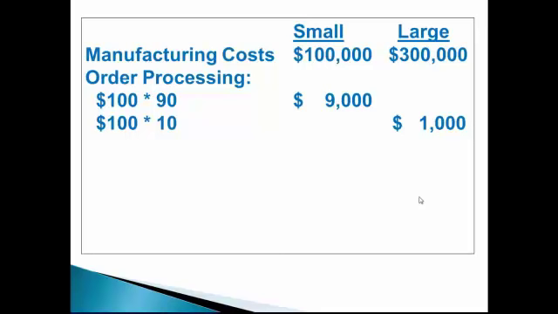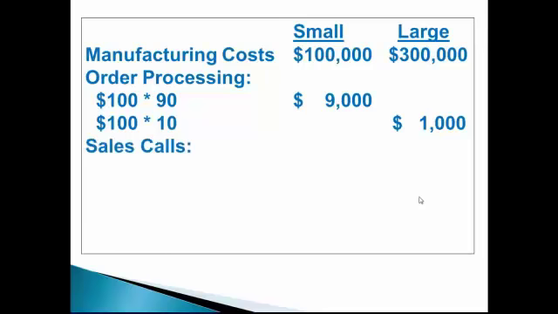Which of these customers consumes more resources? And it's the small retailers, because they place a lot of smaller orders, whereas clearly the large retailer orders less often with larger orders.